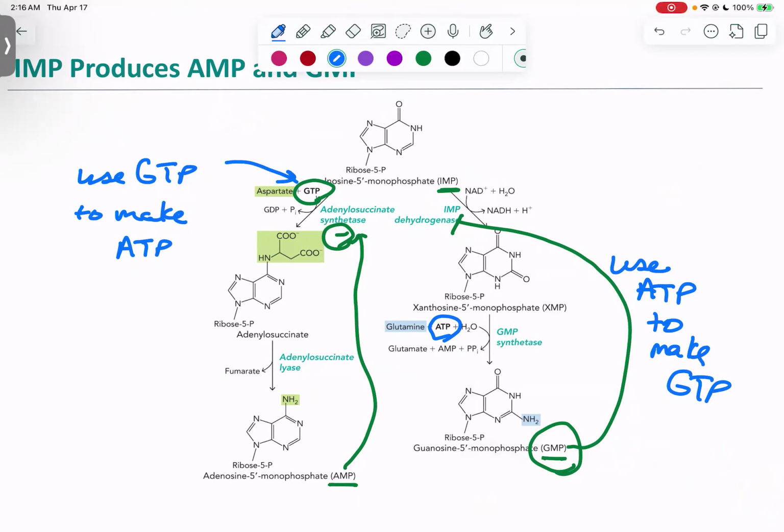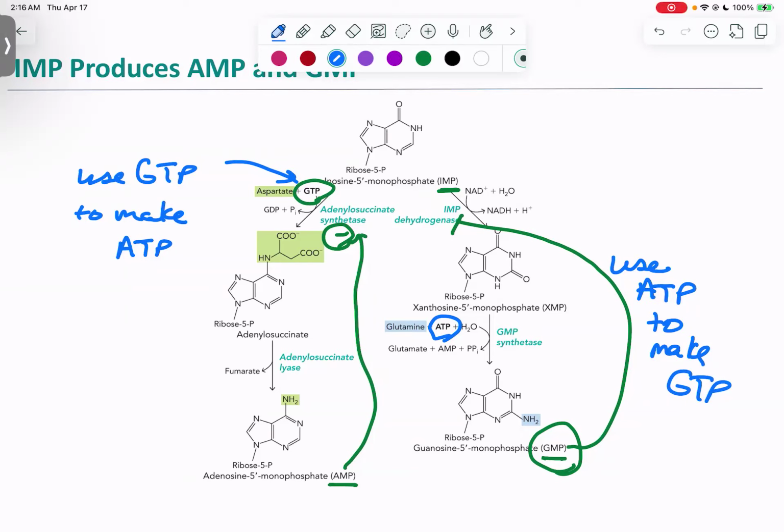We don't want to use ATP to make AMP. That just doesn't make sense. So it's a substrate specificity, so that we have that specificity, and we can require different energy sources in order to see that branching. So it helps us to balance our AMP and GMP levels.